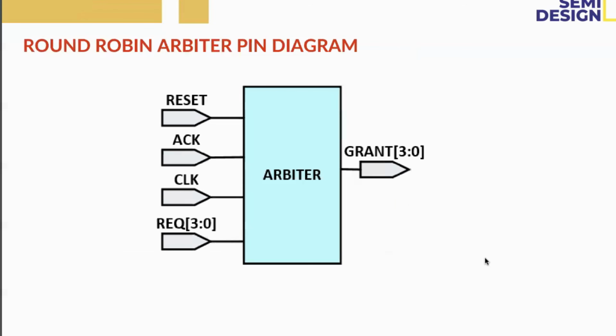So next one is the pin diagram, not the block diagram. What are the different pins? What are the input pins and what are the output pins? Input is reset, acknowledgement, clock, and request. Request 4 means 4 masters, 4 requests. And output is grant. For each request, whenever request is high, grant will be given, right? So grant is also 4-bit. Request is equal to grant in terms of size.